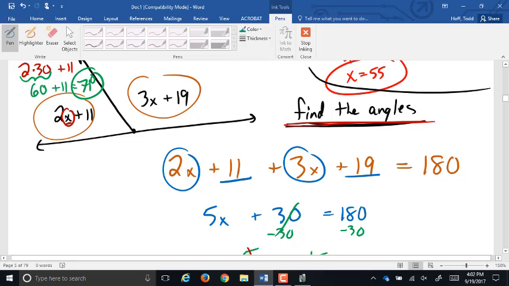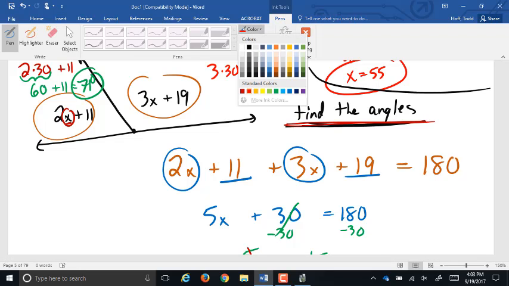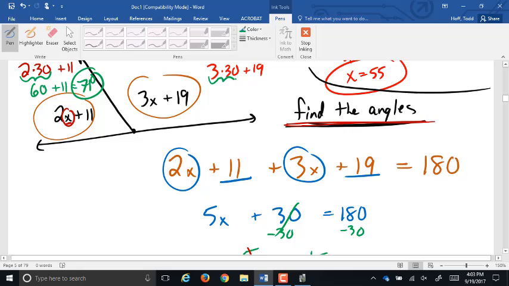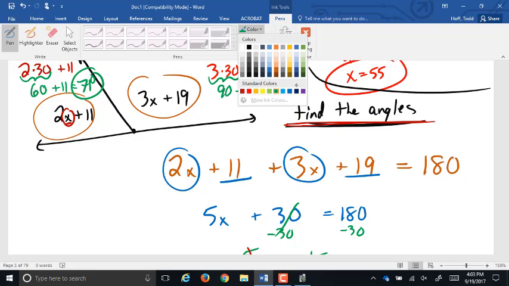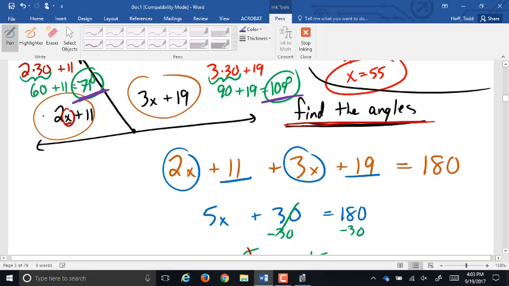Now at this point, I could take 180 and subtract 71 to get the other one. But I want to be sure. I'm going to double check. So 3x plus 19 becomes 3 times 30 plus 19. Again, our order of operations, we multiply first. 3 times 30 is 90. Plus 19 is 109 degrees. So now I can double check. Do these two add up to 180? Yes, they do. So there's a good chance that that is the correct answer.